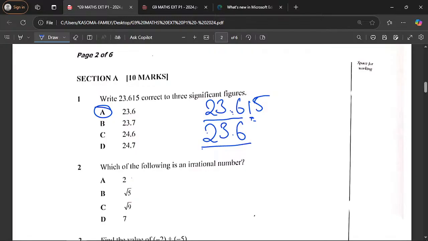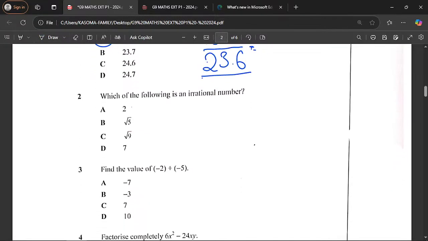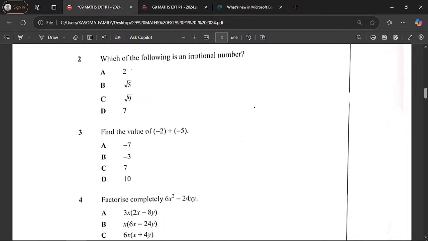Please, if you have got questions, don't hesitate to ask in the comment section. We go to question 2. Question 2, the question is, which of the following is an irrational number? So, which one is the irrational number among the numbers given? Please let me see the answers in the comment section.